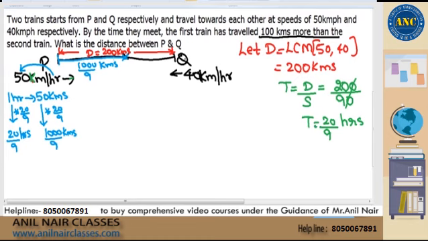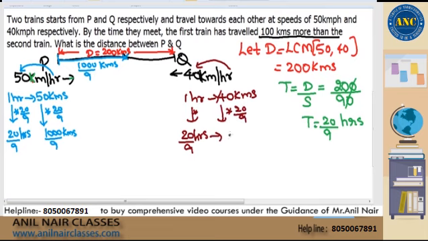Similarly, train Q in 1 hour covers 40 kilometers. But this will also travel for 20 by 9 hours. 1 is becoming 20 by 9, so 40 into 20 by 9 is 800 by 9 kilometers. That means train Q has traveled 800 by 9 kilometers. Train P is 1000 by 9, train Q is 800 by 9. Then they will meet. 1000 by 9 plus 800 by 9 is 1800 by 9, which is nothing but 200 kilometers, which we assumed.